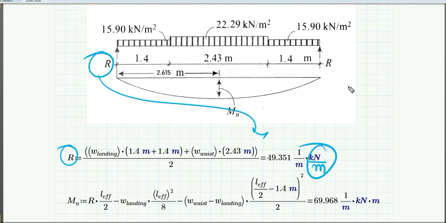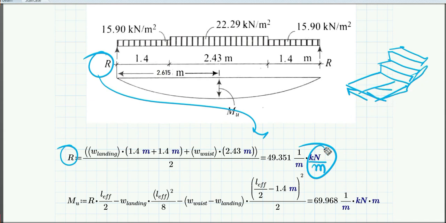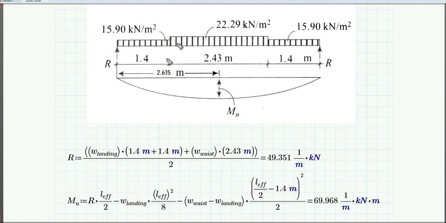Because if I see in 3D view of the steps of the staircase, it looks like this. So per meter means along this direction, we are looking from this direction. So per meter width, in 1 meter strip, this is the R value. Whatever the R and moment that we are calculating is kilonewton per meter. Then the moment I need to find out at the center, because here I am getting the maximum moment.